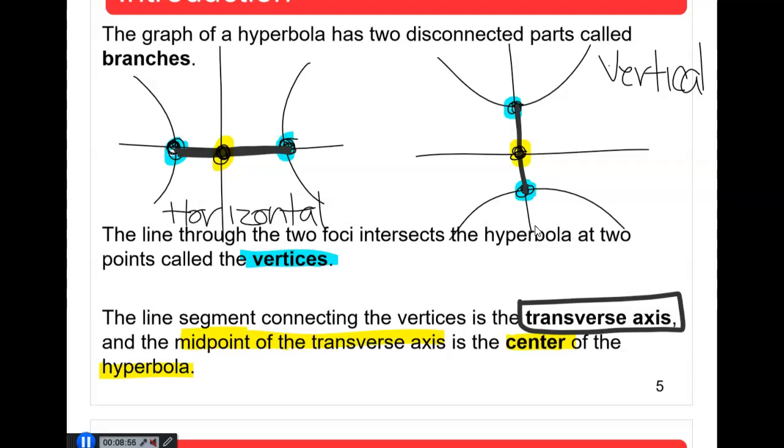And the focus, which is not really being mentioned here, that will be on the outside of those branches. So meaning that it will not be closer to the center, like the case with the ellipse. In this case, it will be further from the center. So those points, those represent the foci. Some people call it foci. It's just the plural for focus.